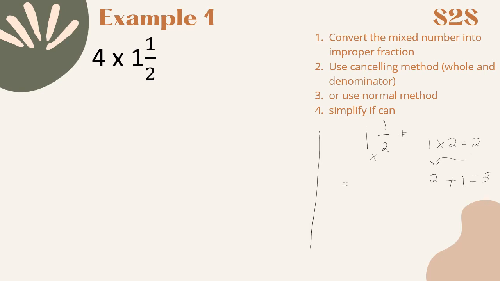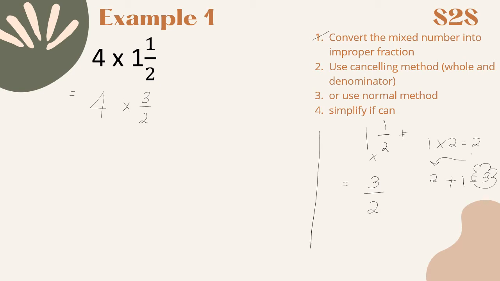So changing this to an improper fraction, we take the 3 as the new numerator, out of 2. The denominator stays the same. So that is step 1. Let's write that down: 4 times 3 out of 2. So we have changed the mixed number into an improper fraction. That is step 1.